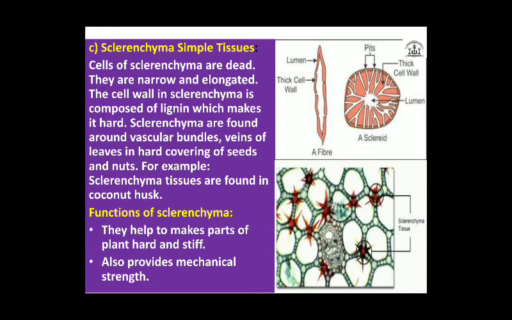Now we'll just see what are the functions of this sclerenchyma tissues. They make parts of plants harder and stiff. So they make that the object should not move. Okay. So plant body or the parts of a plant much harder and stiff, as well as they provide strength. They provide strength for the plant or the trees.